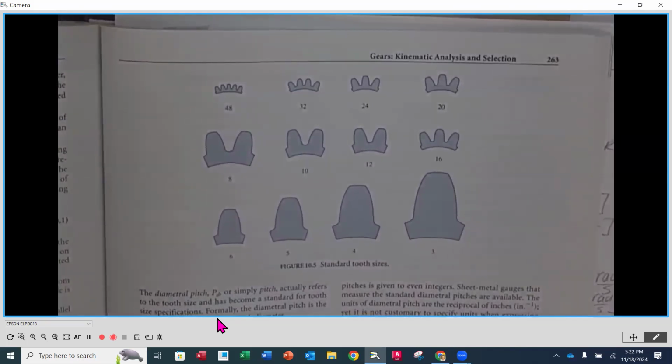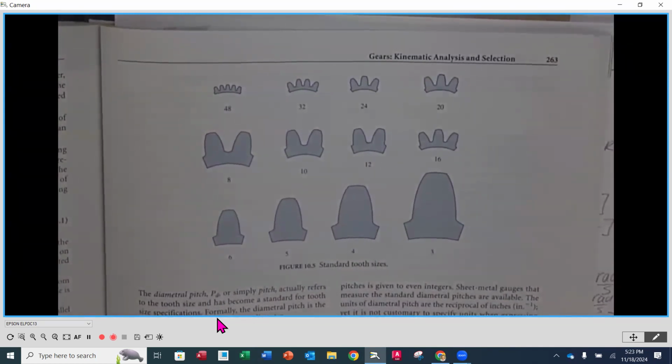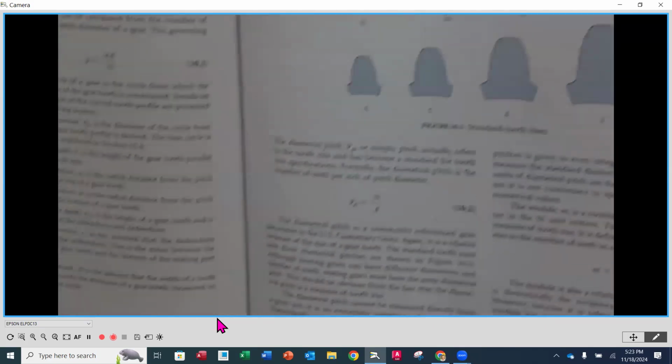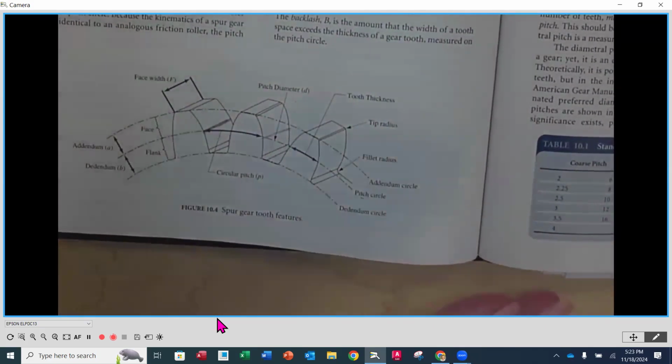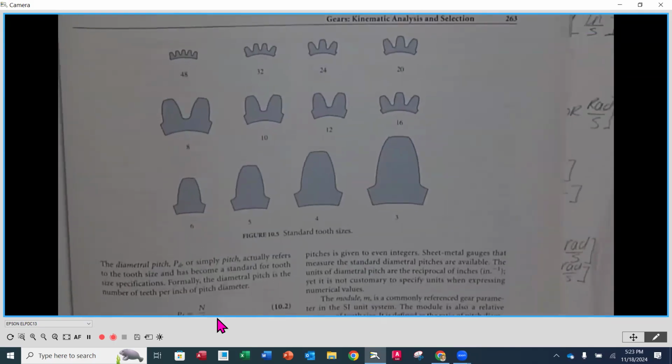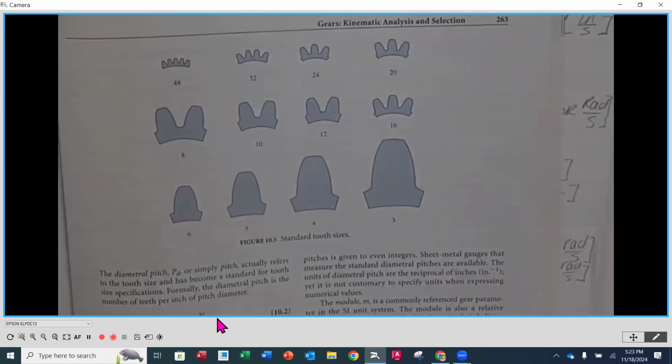So we had pitch diameter in the illustration earlier. That was the physical diameter of the gear at the point of engagement, okay? So pitch diameter is this diameter right here. That's the pitch circle, but if we have the whole diameter going around, that would be the full pitch diameter. The diametral pitch is going to be the size of the tooth.